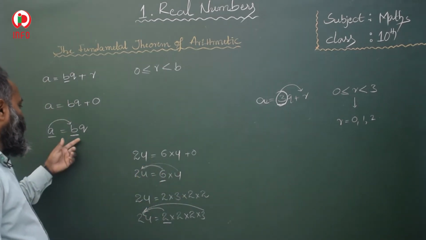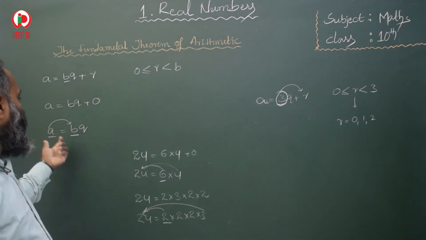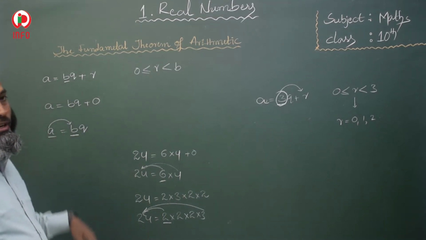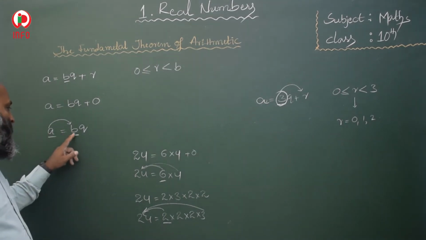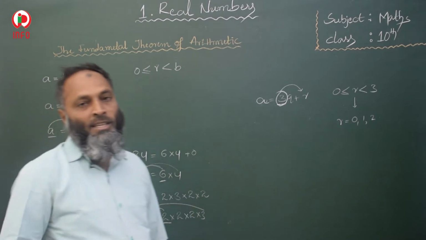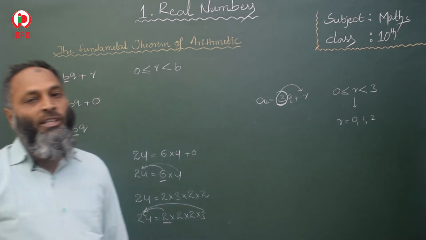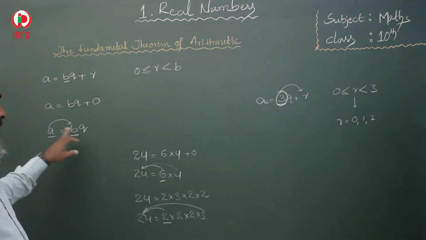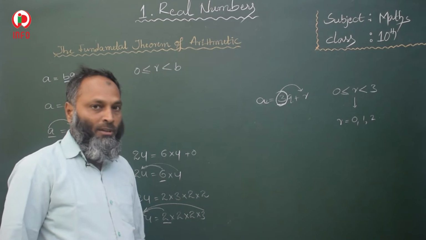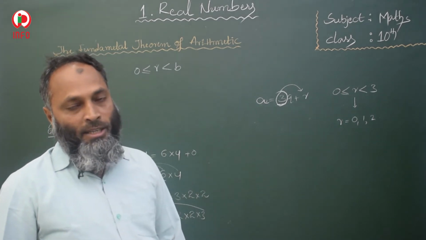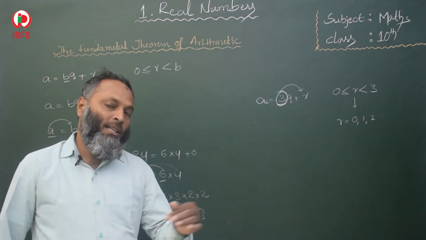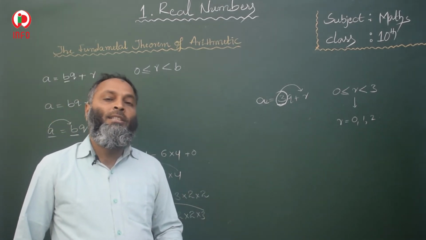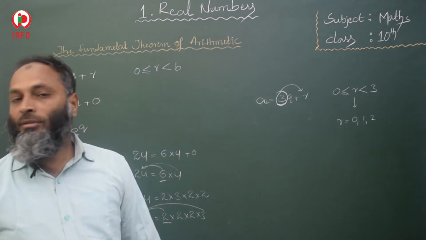Whatever these are, they are factors of 24. In the same way, if a statement is like this, a is equal to bq, the divisor is a factor of the dividend, and the quotient is also a factor. b is a factor of a and q is a factor of a when the remainder is 0. When the remainder is 0, the divisor as well as the quotient are factors of the dividend. Okay, so this is about the fundamental theorem of arithmetic.